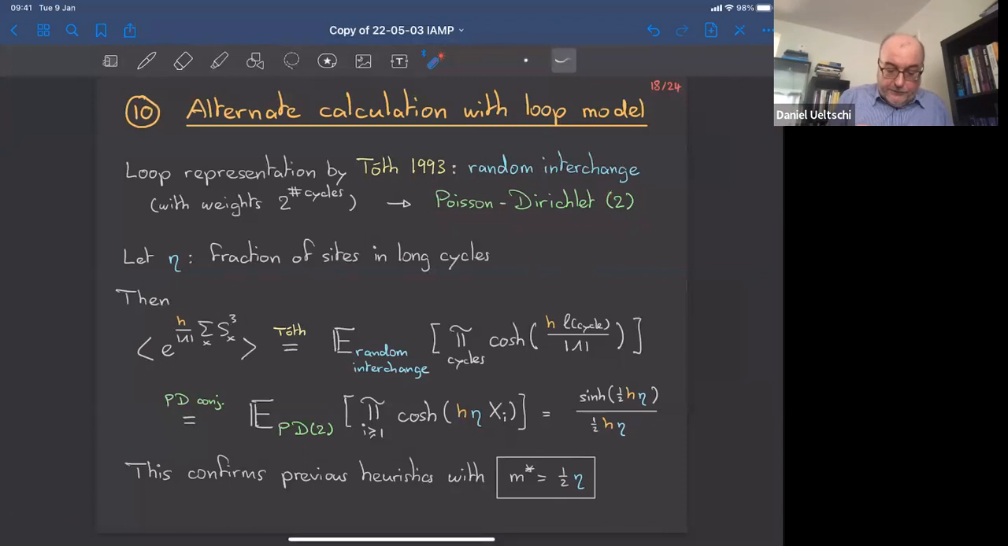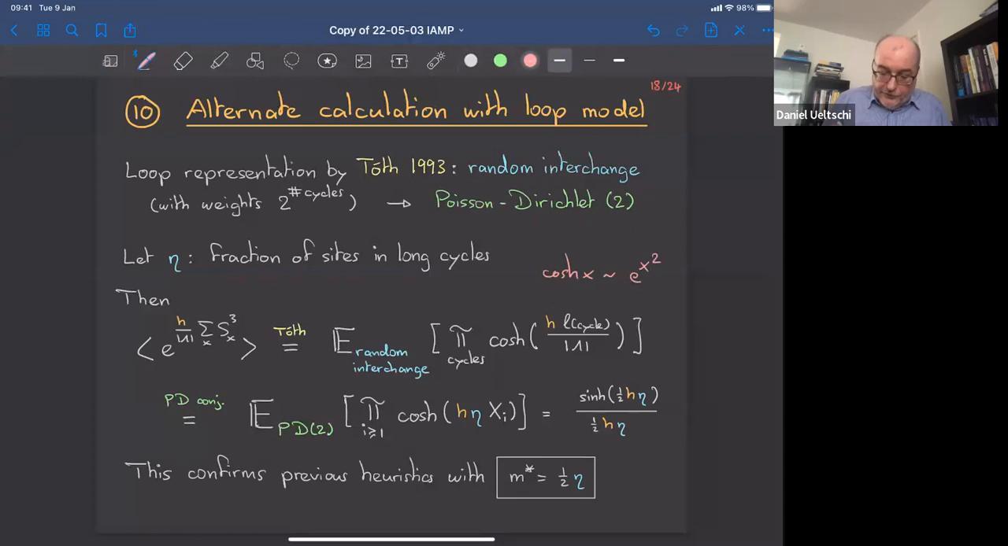Within this loop model, we can introduce this object over here, which is a fraction of sites in long cycles. And then if we look at this expectation of the exponential of this thing, this is equal to the average of the expectation in this random interchange model of a product over all cycles of this cosh function here. So this part is actually rigorous. In finite domains, this is an identity. This works. Now, the cosh function, there is something which is important over here, which is that cosh x is like exponential of x squared for small x.